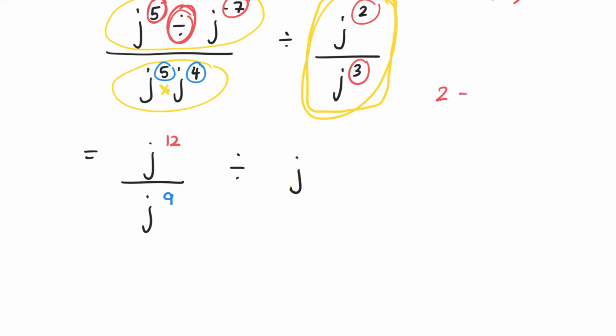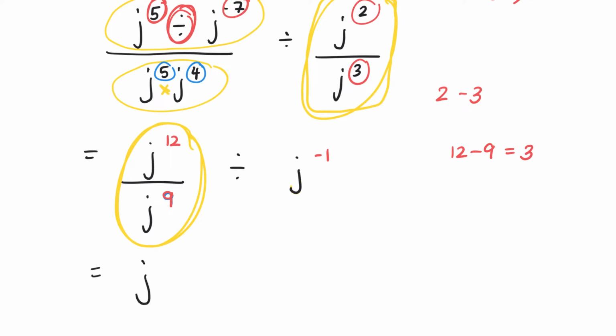So 2 take away 3 is negative 1. And I can simplify this as well now. I've simplified the numerator and denominator, and now I can actually divide this. What do we do when we are dividing powers with the same base? We subtract the exponents. 12 take away 9 is 3. So I'm left with j to the power of 3 divided by j to the power of negative 1.